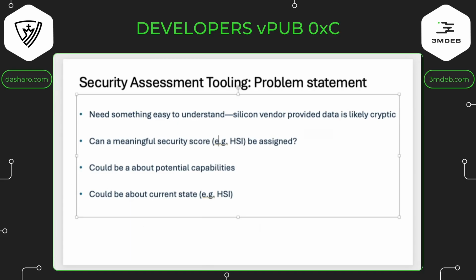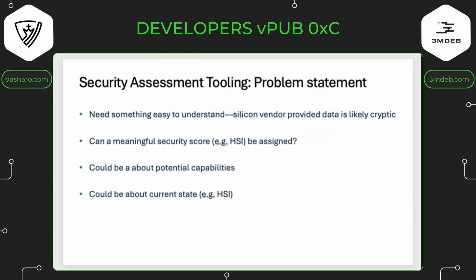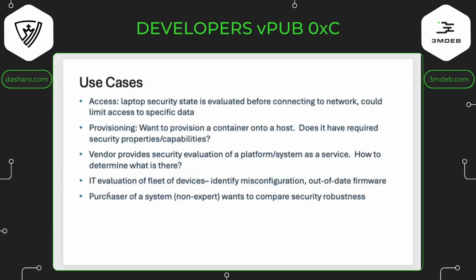We talked about use cases to understand, okay, this is the problem statement, but what are scenarios where this would be relevant? This is a partial list of what we came up with. One is you have a laptop that wants to access a sensitive part of a network, and before providing that access, you want to assess its state. And if it's not in the correct state, if it has a low score, you could limit its access to certain data.